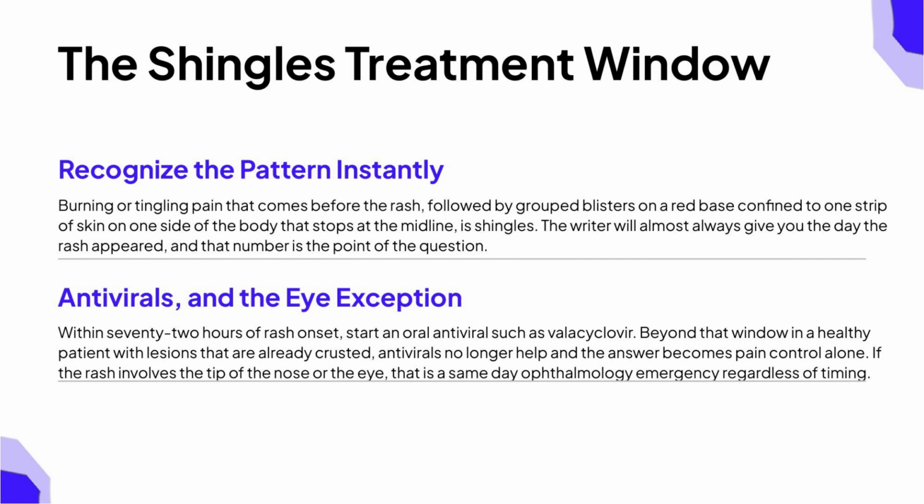That number is the entire point of the question. Here is why. If you are within 72 hours of rash onset, you start an oral antiviral such as valacyclovir, which shortens the illness and reduces the risk of lingering nerve pain afterward. If you are beyond that window in a healthy patient whose lesions are already crusted over, antivirals no longer help, and the correct answer becomes pain control alone.